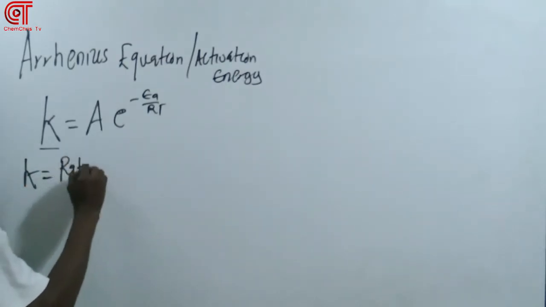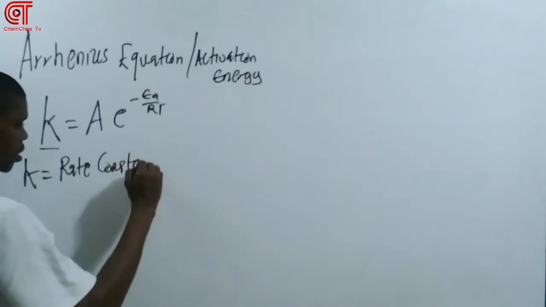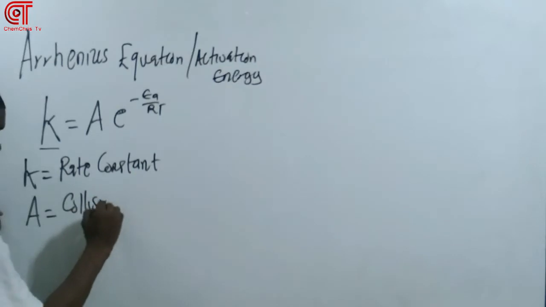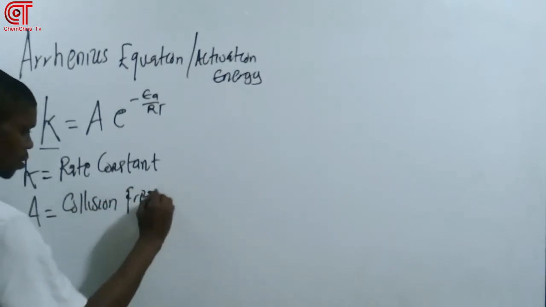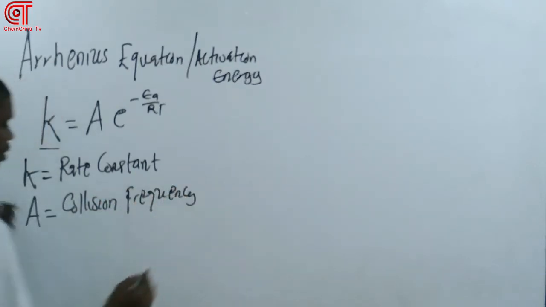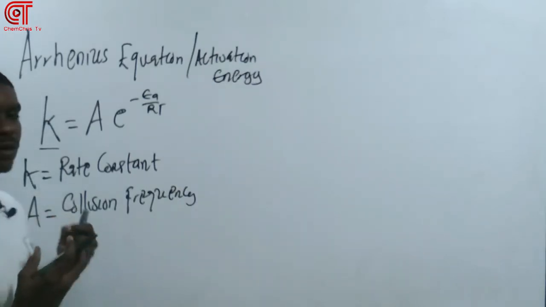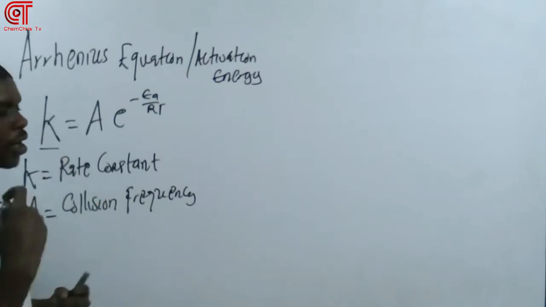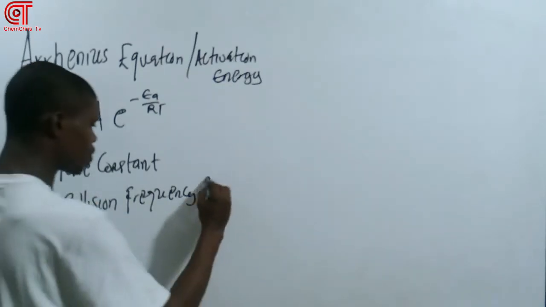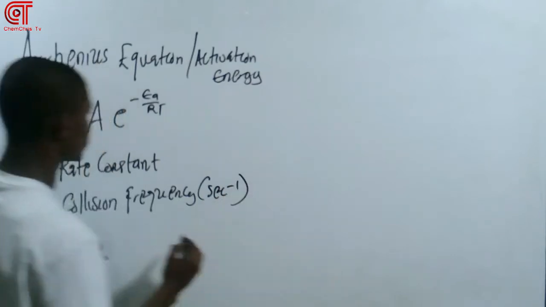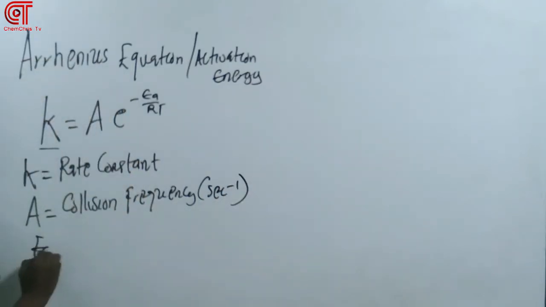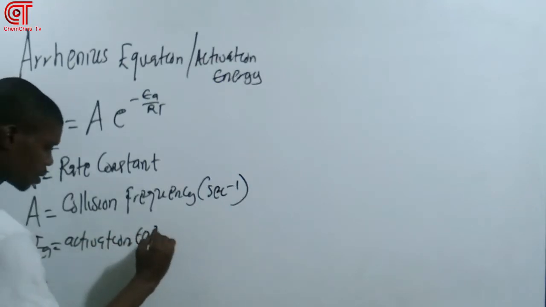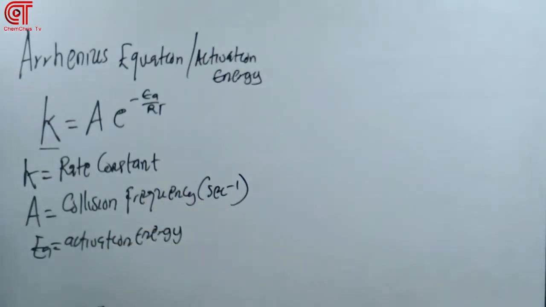K equals the rate constant. A equals the collision frequency. Collision frequency means the rate at which the reactants collide, per second. Then E, or EA, equals the activation energy.